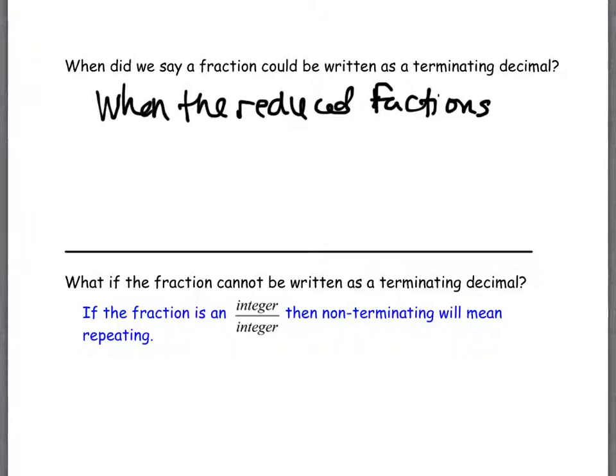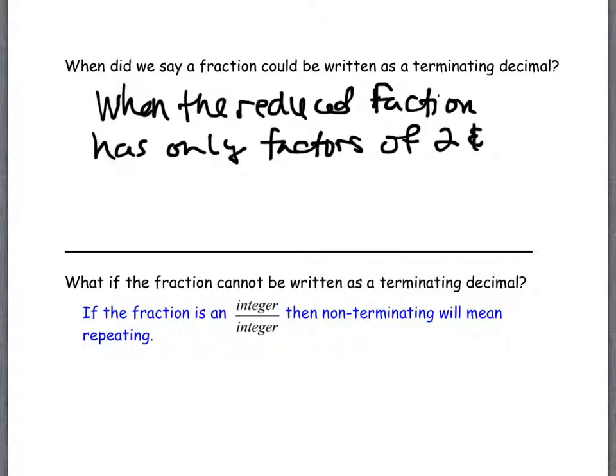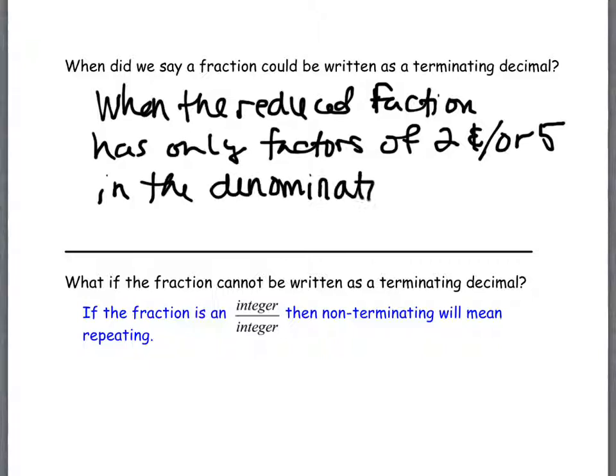So when the reduced fraction has only factors of 2 and/or 5 in the denominator. So that was when we actually had the ability to say something was terminating: when we had a reduced fraction and the factors in the denominator were only 2's, 5's, or some combination of 2's and 5's.